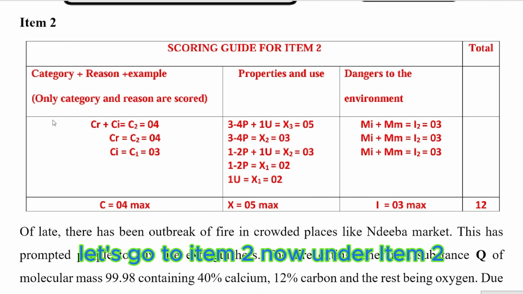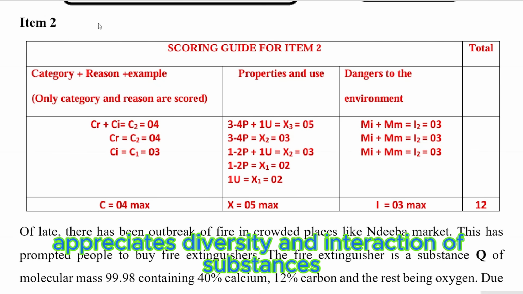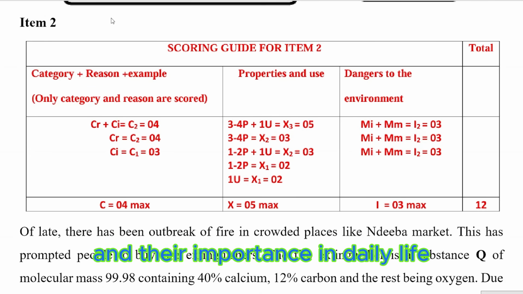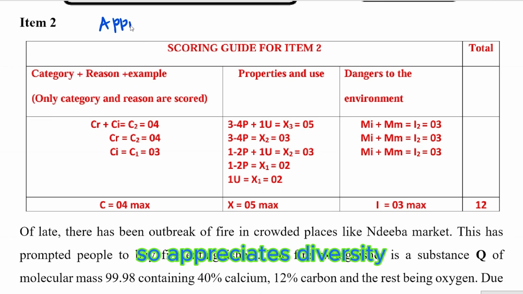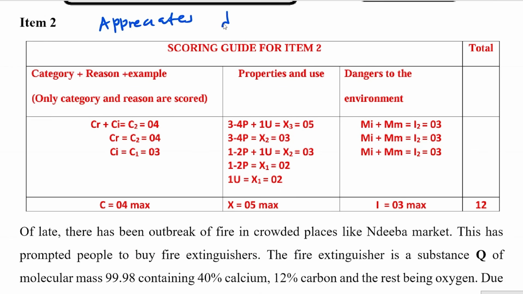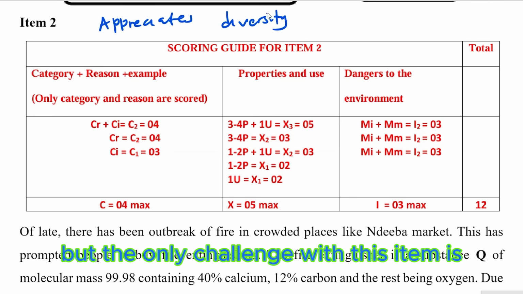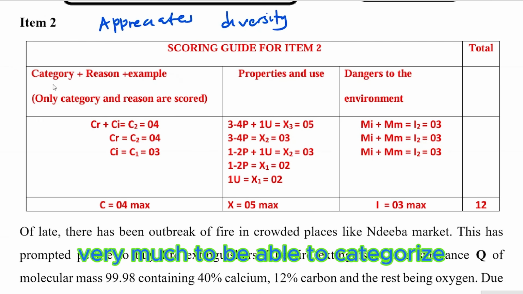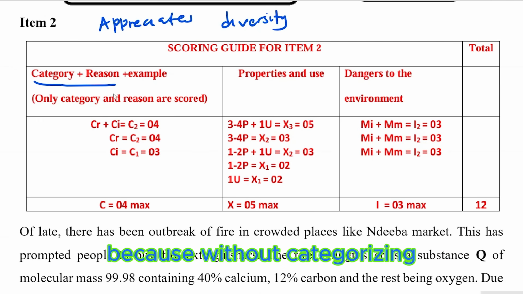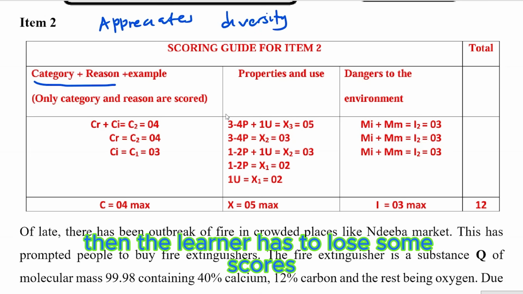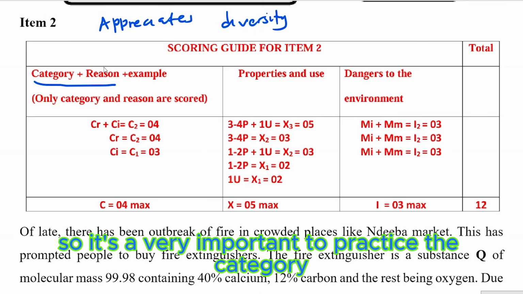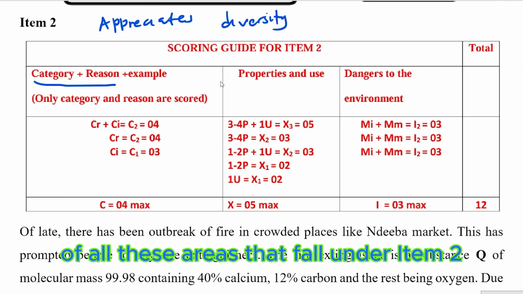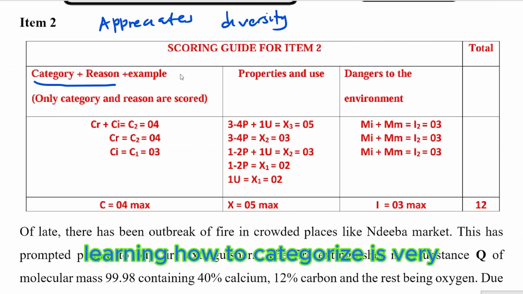Now under item 2, a learner appreciates diversity and interaction of substances and their importance in daily life. So appreciates diversity. But the only challenge with this item is there is a lot to cover. But the learner should struggle very, very much to be able to categorize. Because without categorizing, then the learner has to lose some scores. So it's very important to practice the category of all these areas that fall under item 2. Learning how to categorize is very, very important.